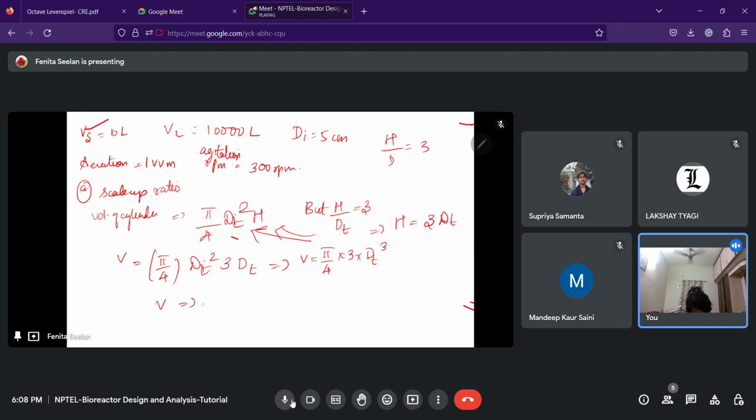We already have the volume, right? What is asked here? What we have to find out? The volume is already given, which is 10,000 liter. This can be converted to centimeter cube. So you want this tank diameter, which is not given.